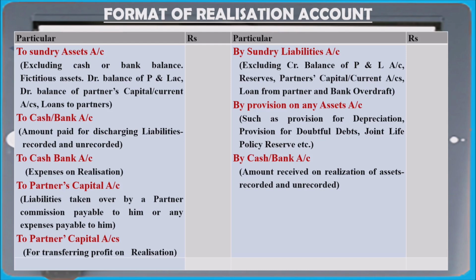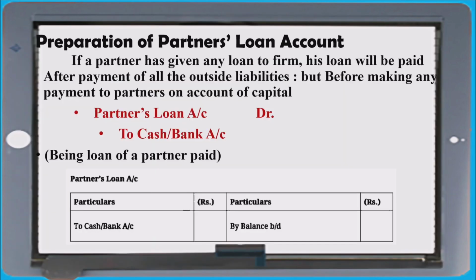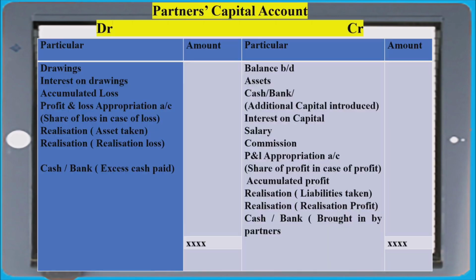And if any liability is paid by the partner, it will be to partner's capital, and if the liability is paid by the firm, it will be to cash or bank. That is the thing. And the profit will be transferred to partners' capital, and a small loan account you have to prepare. And remember how to finish the account. If they ask for preparation of realization account, prepare a small loan account of the loan given by the partner to the firm. Please remember all these things. This is the loan account format you have to remember. And this is the partner's capital account at the time of dissolution. There also all the things are coming, increases in the credit side and decreases in the debit side.